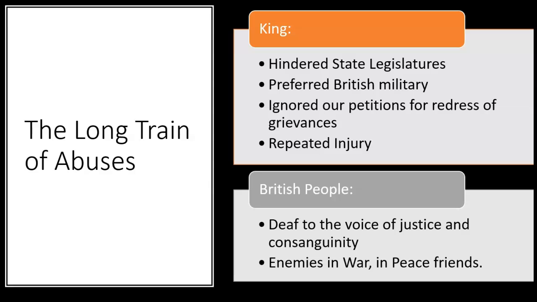Sometimes he would move the location. So instead of meeting at the county seat where all the records are, where everything that they could use to make good law was, he would move the meeting to someplace quite distant where not all could come and where the records weren't, and then the legislature was expected to make good law. So several different ways in which he hindered the state legislatures.